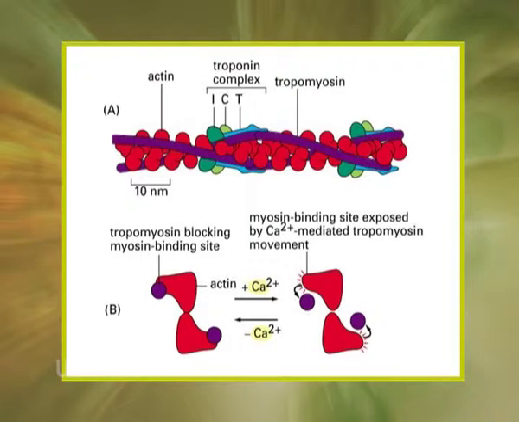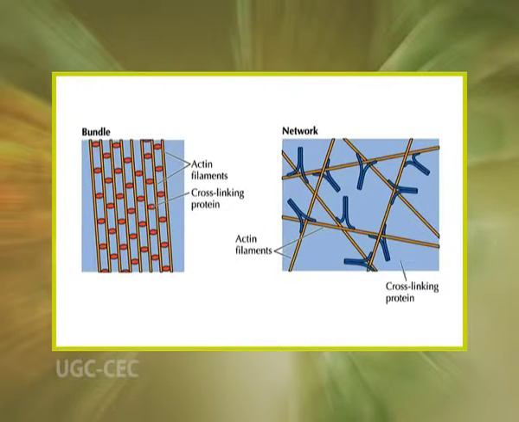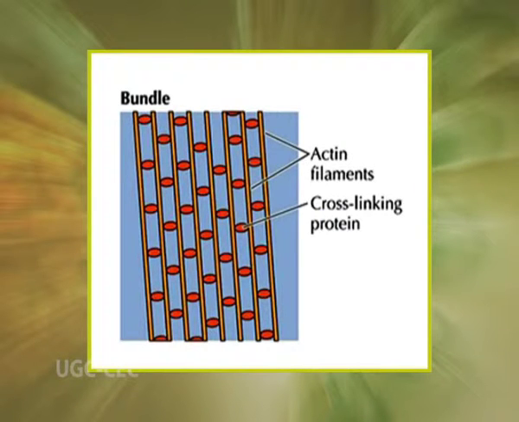The troponin-tropomyosin actin complex conceals the binding site for actin. Now coming to organization of actin filaments. Individual actin filaments are assembled into two general types of structures called actin bundles and actin networks, which play different roles in the cell. In bundles, the actin filaments are cross-linked into closely packed parallel arrays.